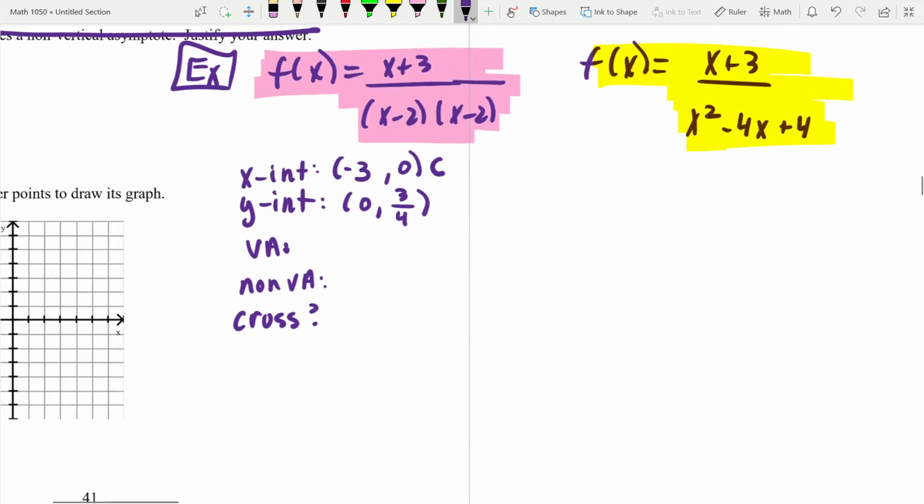Vertical asymptotes come from where? The bottom. Which one's easier, pink or yellow? Pink. And I have x equals 2, odd.